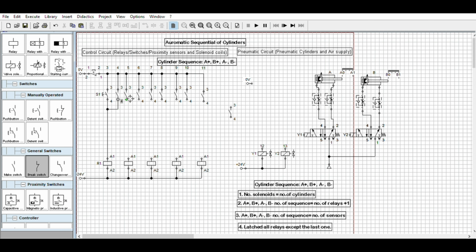Latch, okay, latch. So latching is that way, and this is the normally open or relay one. No latching at the last contact. That will be a sensor. One. This is R2.